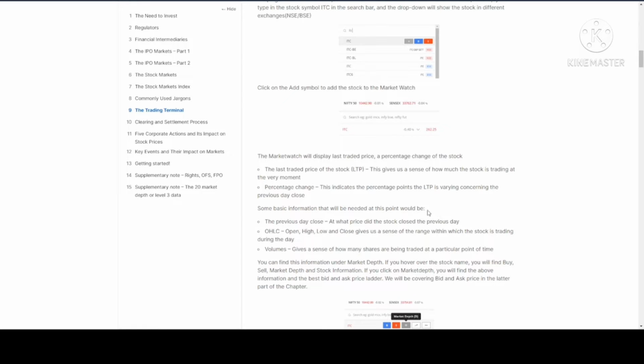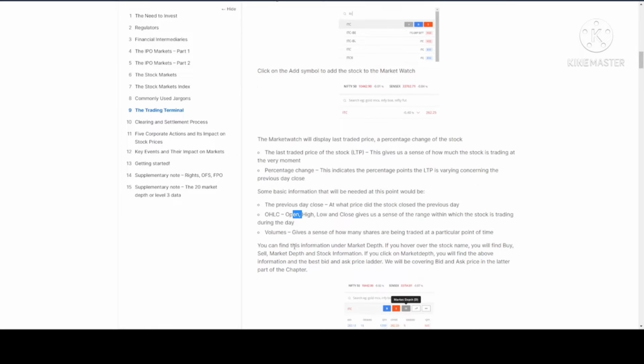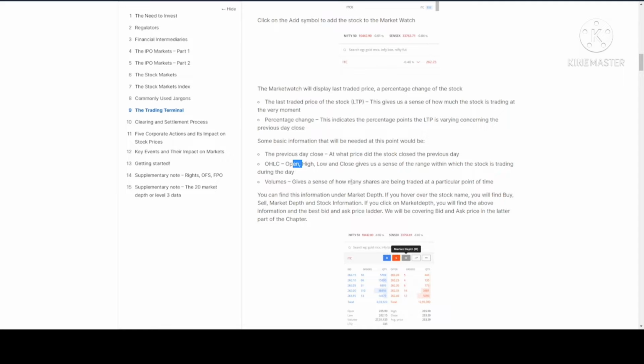The basic information that we will need at this point will be the previous day close. At what price did the stock close the previous day? Where we shall see open, high, low and close gives us a sense of the range within which the stock is trading during the day. Volumes gives a sense of how many shares are being traded at a particular point of time. You can find this information under market depth. If you hover over the stock name, you will find buy, sell, market depth, stock and stock information.